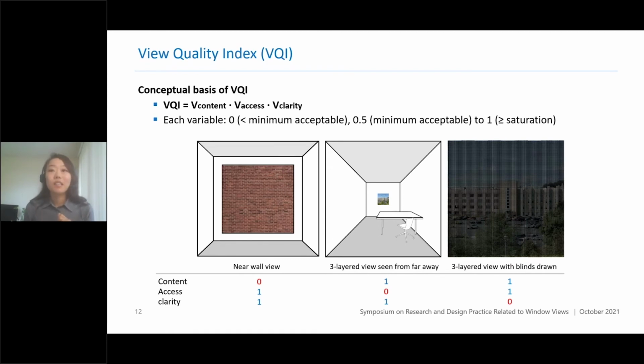So the first image: if the view content is low quality, like a nearby brick wall, the occupant would not be satisfied even with a high level of view access and clarity. By the same token, in the second image, if the occupant is too far away from the window, which is insufficient view access, even though they have good view content and clarity, the overall view quality is not going to be great. And similarly, the last image shows a view that constantly requires a shading device to protect occupants from the glare, achieves little view clarity, and therefore insufficient view quality.